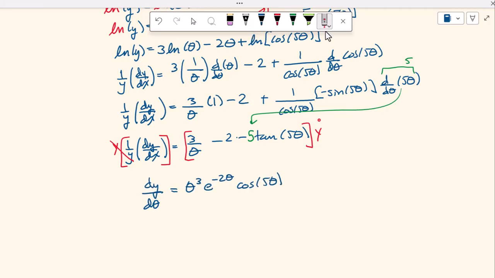So that y I'm putting out front. Okay, and then I have 3 over theta minus 2 minus 5 tan 5 theta. Okay, and that's my answer. It's not a very pretty one, but that is it. Okay, I'm going to hit pause and scoot back and change those dy dx's to dy d thetas. So that's a look at taking some derivatives.